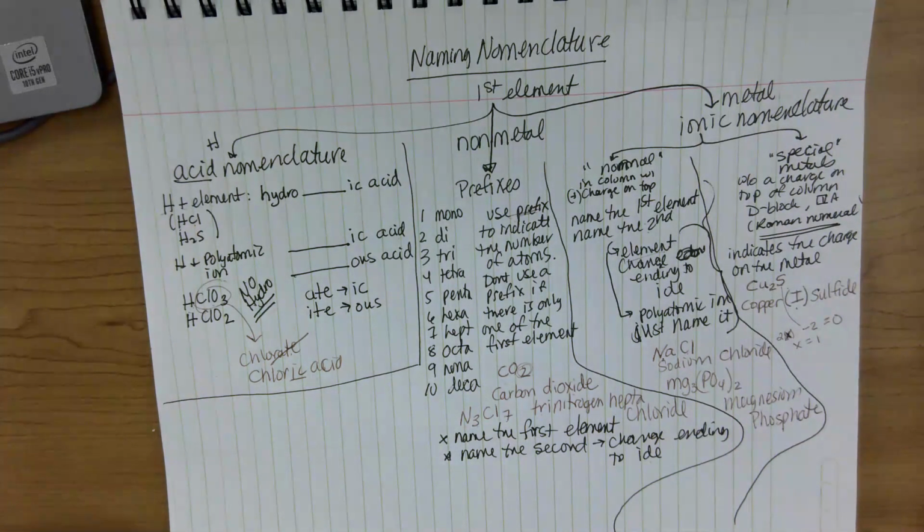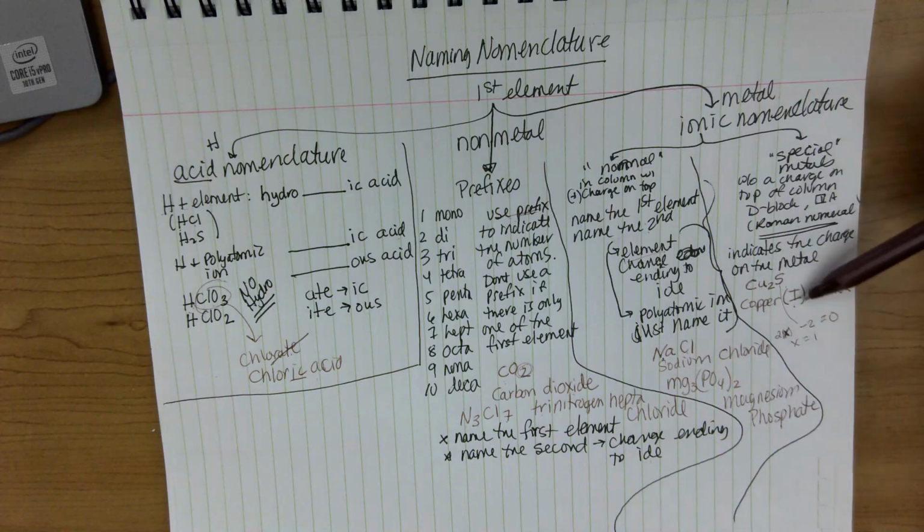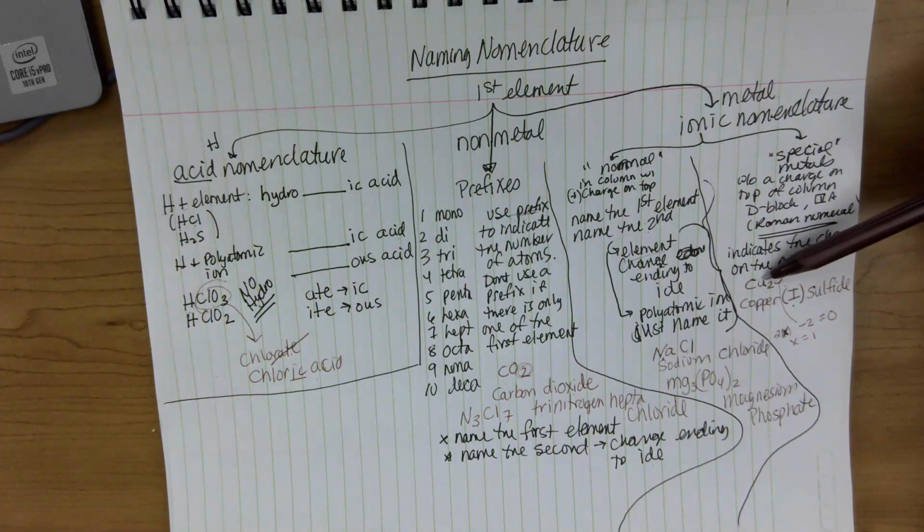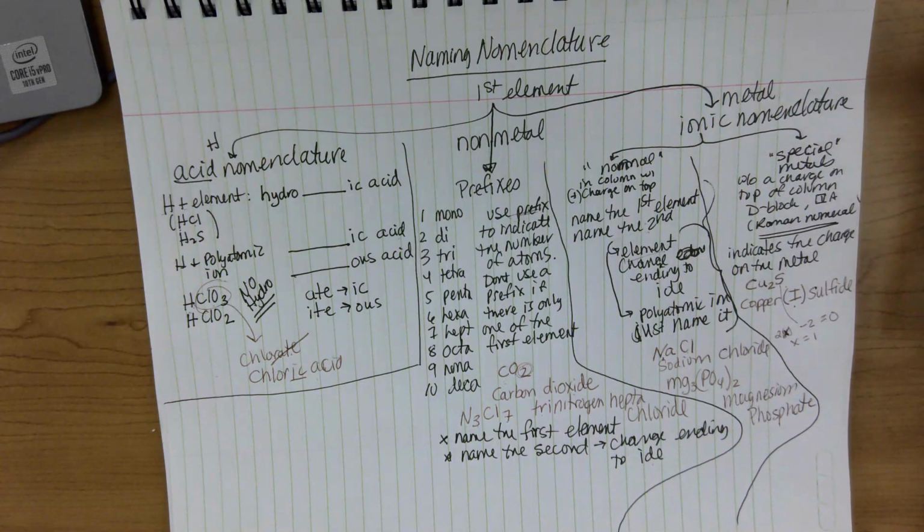If you want more details about how to figure out the Roman numeral, I have a separate video that you can find in Canvas for calculating the Roman numeral. But basically, the Roman numeral is the charge on the first thing, and the charges here have to add to 0. All right. Hopefully that helps you with naming nomenclature.